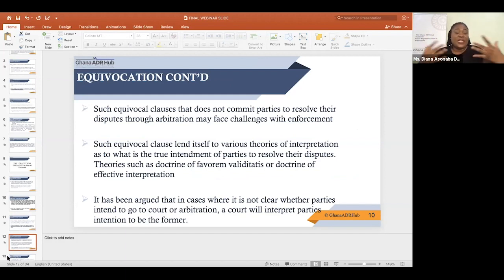Now, it has been argued that sometimes when you have such equivocal arbitration clauses in your agreement, the courts are largely inclined to give an interpretation that enforces the arbitration, the intention to go to arbitration. But others may say that, well, it appears you wanted to go to commercial court, so I'm not going to compel the other party to go to arbitration. The thing is, why leave it? Why put it at the risk of the judge deciding what interpretation should be put on it? That is why you need to avoid the sin of equivocation.